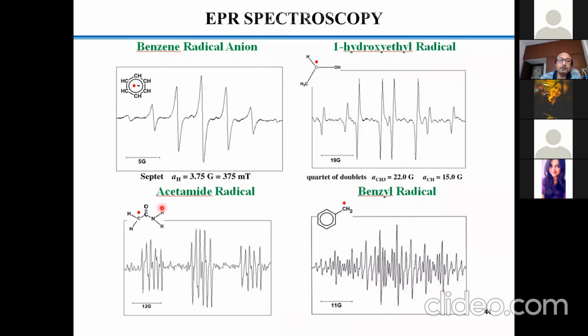And then these two are equivalent. That means your 3 into 9. So there are 9 peaks over here. These 9 come around due to this particular group, NH2. Is it clear?